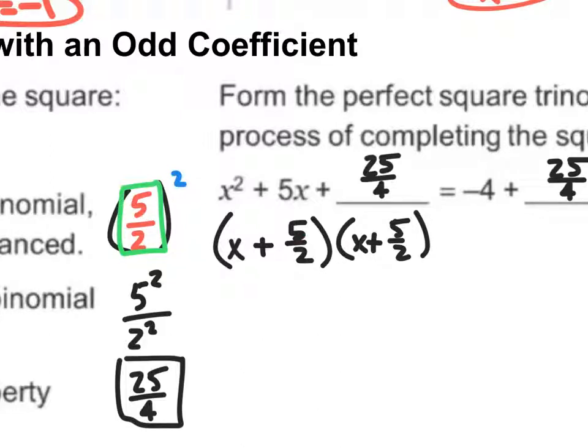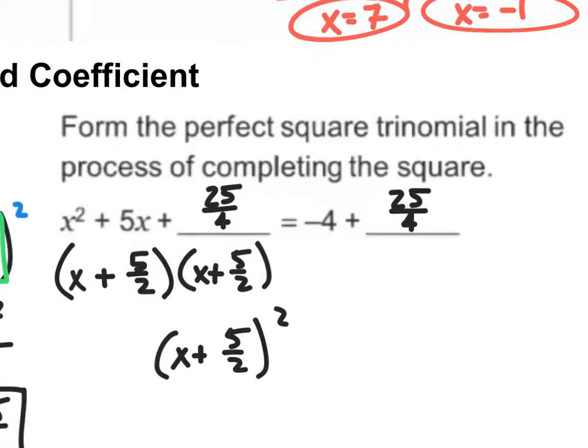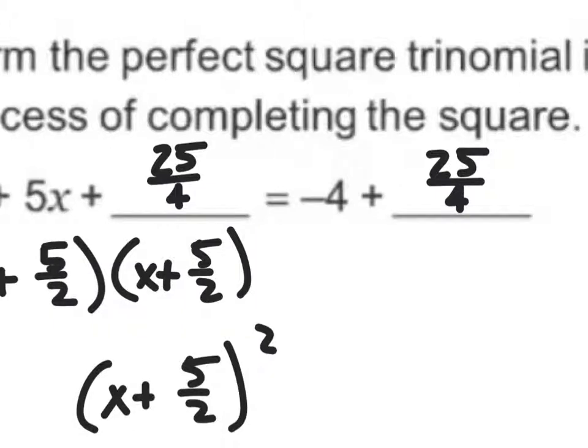So then, over on the left side, you're just going to get x plus 5 halves quantity squared. And you have turned this into a perfect square trinomial, and then you factored it. And you really don't have to do much thinking because the thinking has been done for you if you see this pattern.